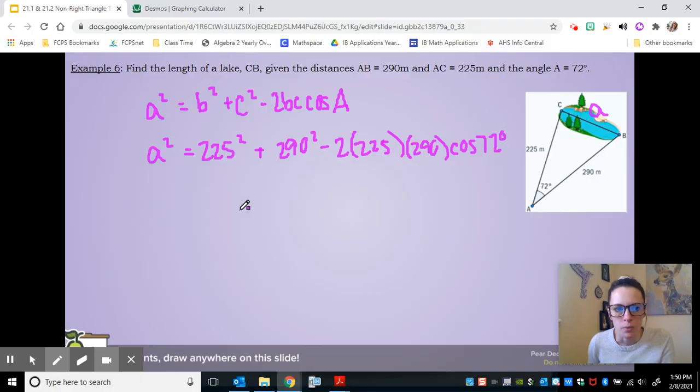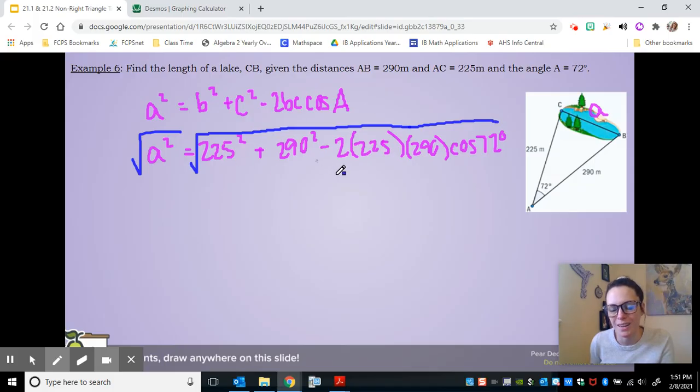Same deal as back in example 4, our first example of this video, you can just go straight into square rooting both sides and then type that right-hand side into your calculator to figure out what a actually equals. When I do that and round to 3 significant figures, I get that a is 307 meters. So the length of the lake is 307 meters.